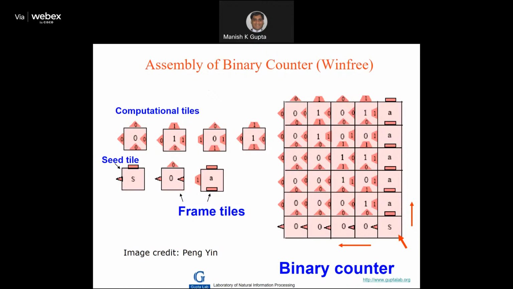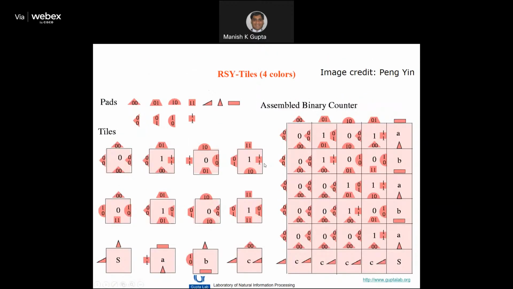Now I can further change it. Same binary counter. Now how many tiles are there? 8 computational tiles: 1, 2, 3, 4, 5, 6, 7, 8. And how many colors are there? 4 colors: 00, 01, 10, 11. So this will also give you the binary counter pattern.